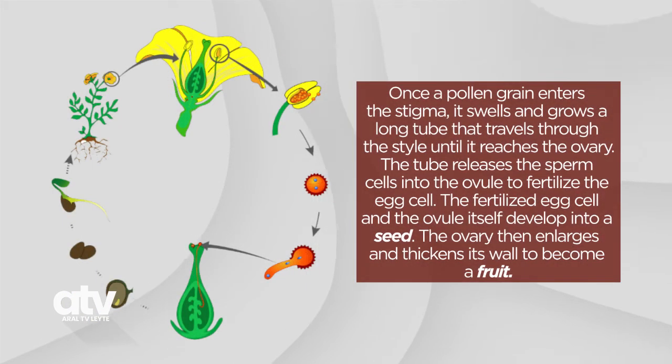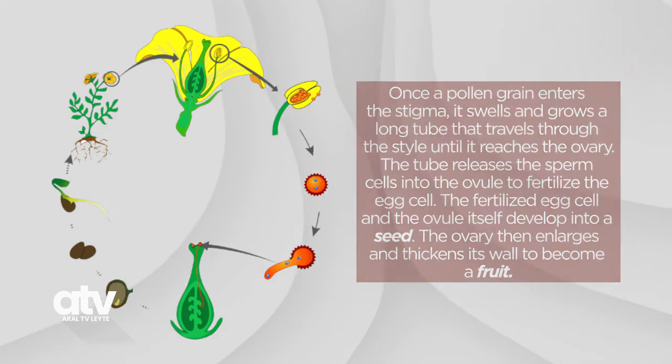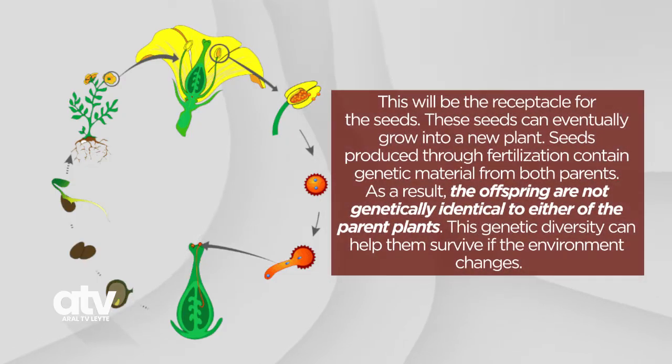Once a pollen grain enters the stigma, it swells and grows a long tube that travels through the style until it reaches the ovary. The tube releases the sperm cells into the ovule to fertilize the egg cell. The fertilized egg cell and the ovule itself develop into a seed. The ovary then enlarges and thickens its wall to become a fruit. This will be the receptacle for the seeds. These seeds can eventually grow into a new plant.